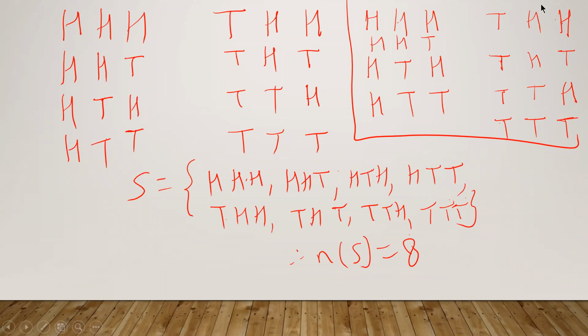So these are the 8 options, all possible. So the number of points in S will be HHH, HHT, HTH, HTT, THH, THT, TTH, and TTT. So the number of points in the sample space S is 8. So this way, if you start thinking and counting in a systematic way, then you will get all possible.